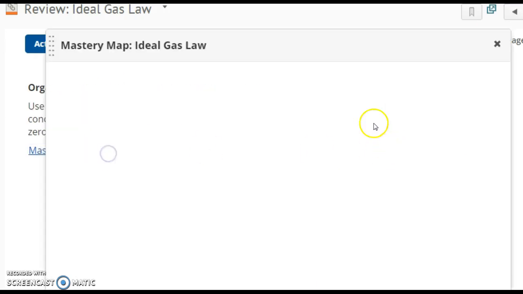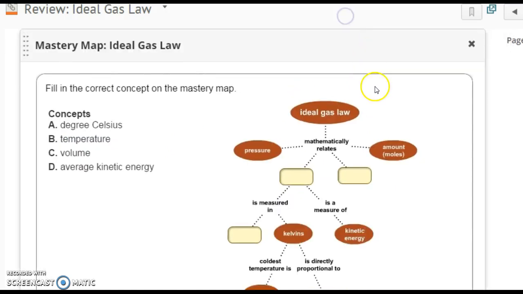All right, so we have the ideal gas law. The ideal gas law mathematically relates pressure and the amount of moles and two other things, one of which is measured in Kelvin. Temperature, not degrees Celsius. Besides relating pressure, temperature, and the amount, it also relates what? The volume.